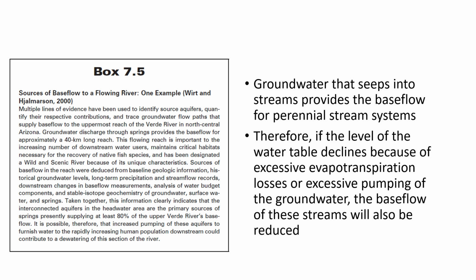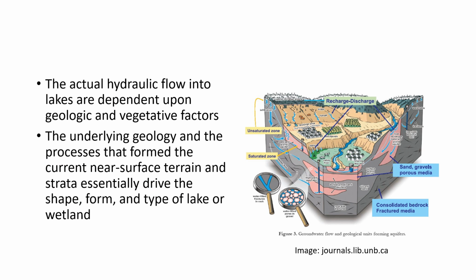So remember that groundwater that seeps into the streams provides that base flow for a lot of perennial streams. And if that water table declines, then you can get a really disrupted base flow of these streams, and that can be due to evapotranspiration or groundwater pumping, for example. And the actual flow into the lakes is dependent on geologic and vegetative factors. So remember that the underlying geology is really what structures the near surface terrain, and therefore the strata that is really what's driving the shape and form of a lake or a wetland.